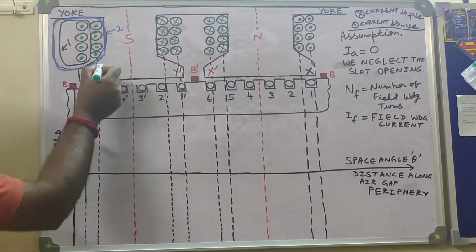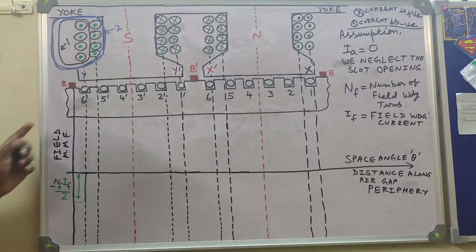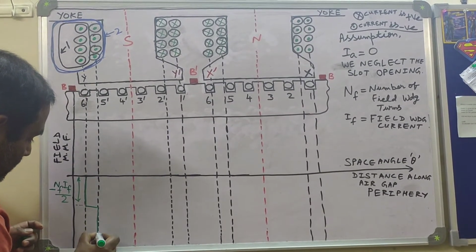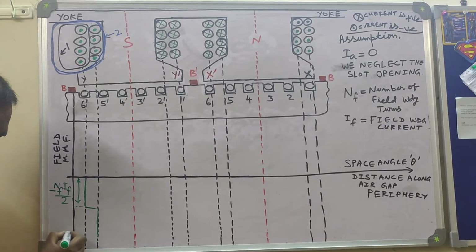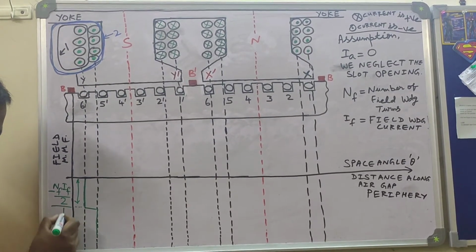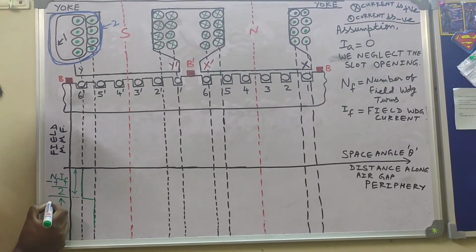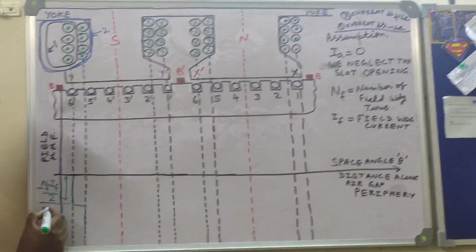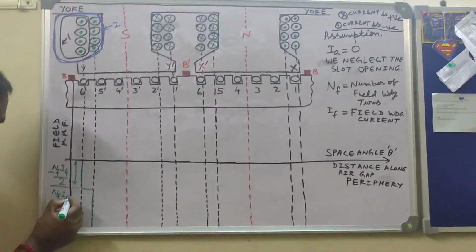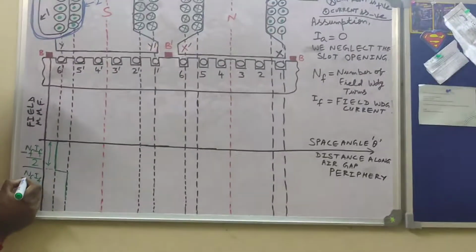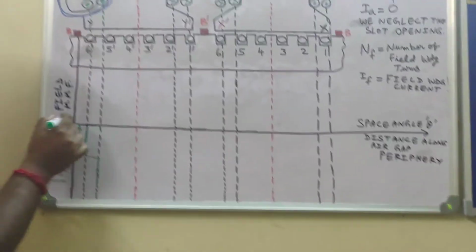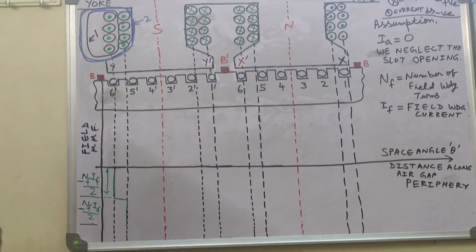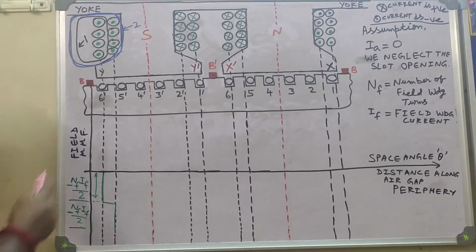What about path number 2? In path number 2, current enclosed is NFIF. So you will have another NFIF by 2. So this is also the same NFIF by 2. Of course with a minus sign, because dot current is minus. Now you take path number 3. What is path number 3? Path number 3, let's say, is this one.